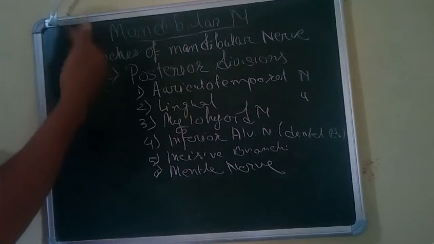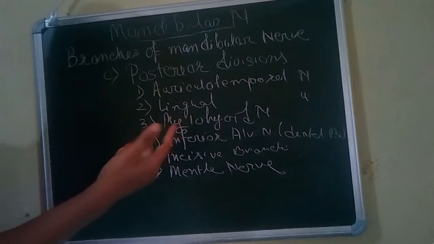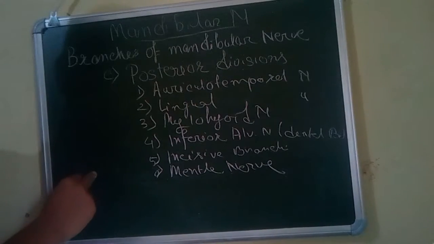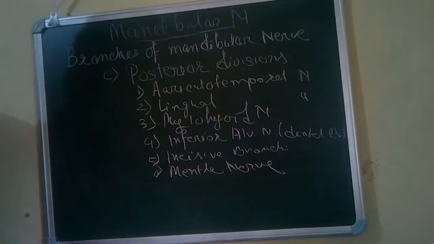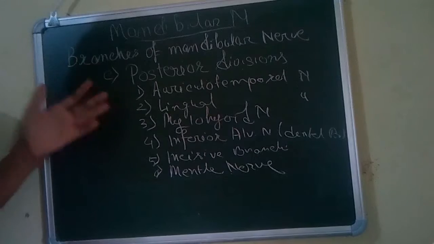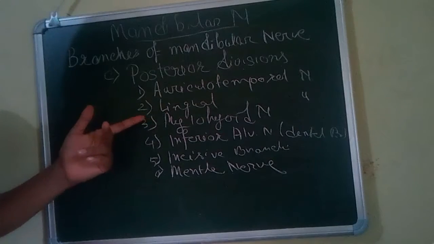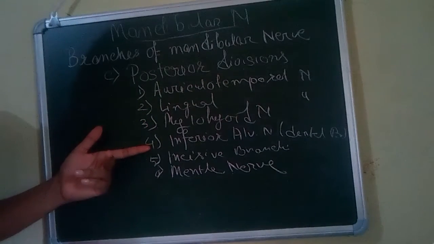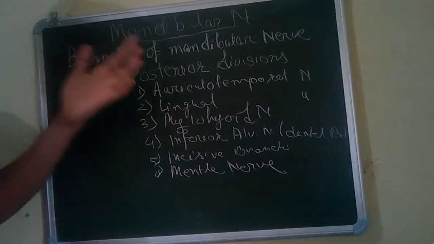From the main trunk it gives a total of 2 branches: the meningeal branch and the nerve to medial pterygoid. The anterior division gives a total of 4 branches: nerve to lateral pterygoid, nerve to masseter, nerve to temporal, and the buccal nerve. The posterior division gives a total of 6 branches: auriculotemporal, lingual, mylohyoid, inferior alveolar, incisive, and mental nerve. So these are the divisions of the mandibular nerve.